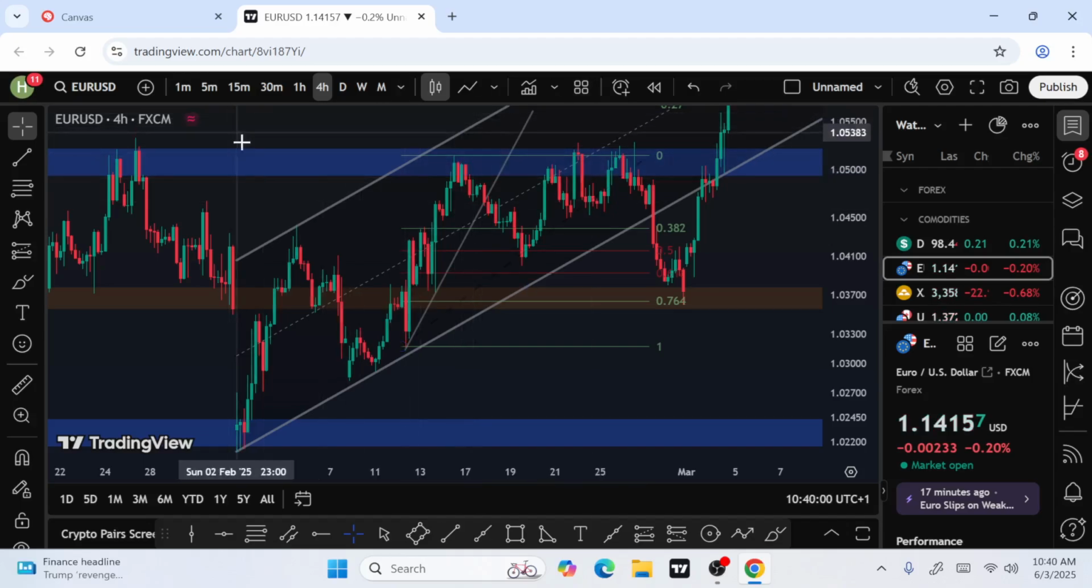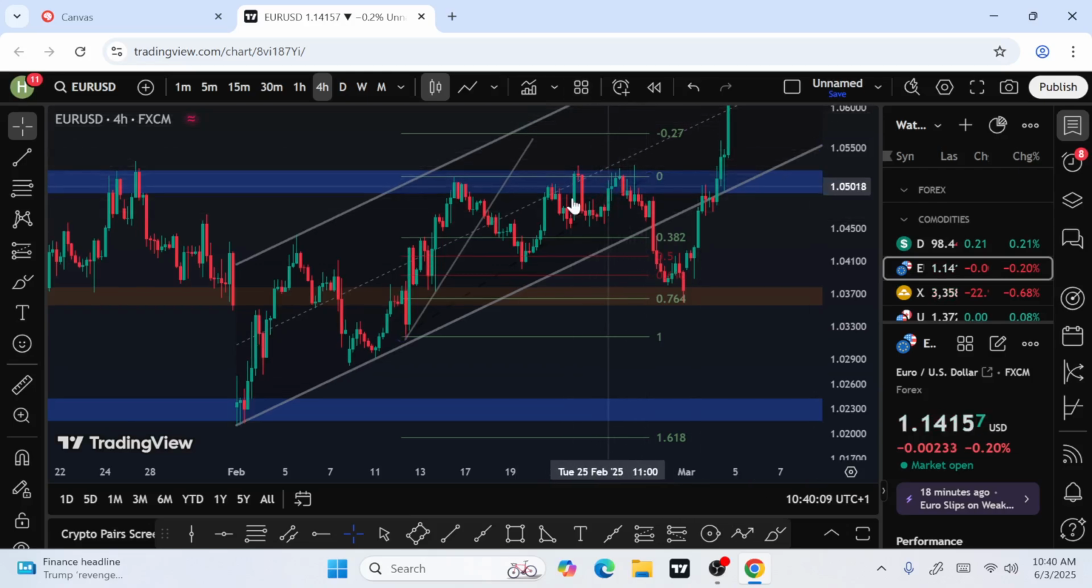zero, where we have a zone here. So this will be your take profit area. Do you now see? Market did not break it to go to minus 0.27, and it came all the way back down. Now let's continue.